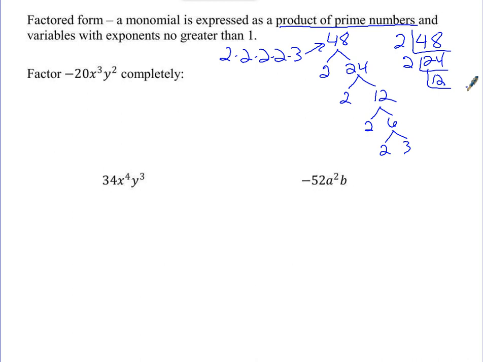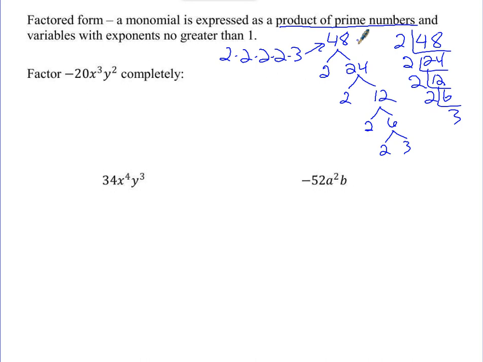And then I divide again, and it's 2, and I get 6. Divide again, 2 and 3. We wind up with exactly the same look as over here. It's still 2 times 2 times 2 times 2 times 3. So both of these methods get you to the prime factorization of 48.